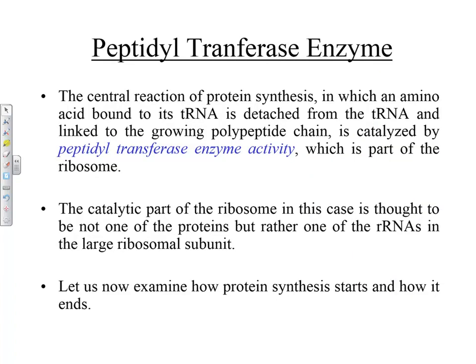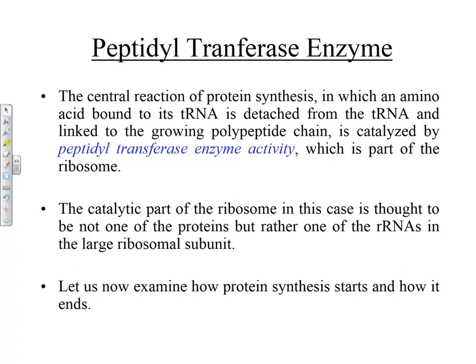Now the central reaction of protein synthesis, in which an amino acid that is bound to its tRNA is detached from the tRNA and linked to the growing polypeptide chain, is catalyzed by what is called peptidyl transferase activity, which is part of the ribosome, right? The large ribosomal unit takes care of this.